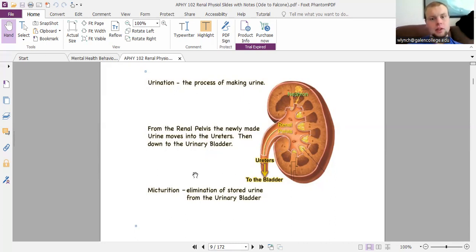Again, our micturition reflex, this is going to be the process of actually eliminating that stored urine from the bladder. So urination, process of making urine within the kidney, all right, nephron synthesizing urine here. Process of eliminating urine from the body is going to be the micturition reflex.